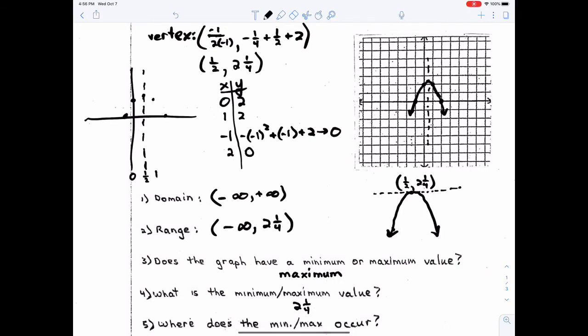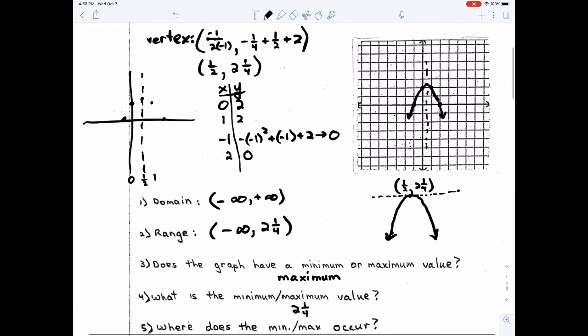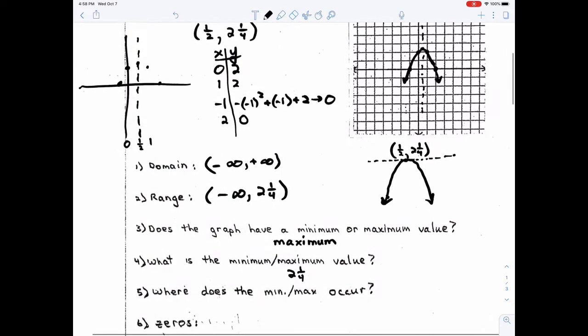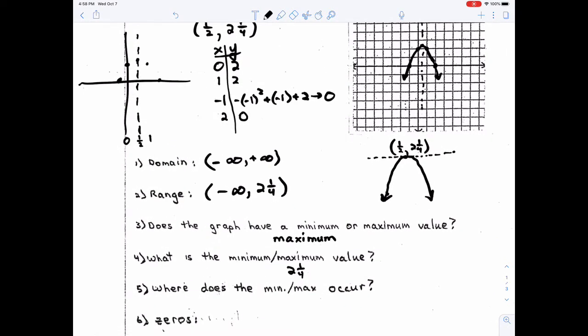Okay, now this question, number 5, is a horrible question, okay? I don't like this question, but I have to show it to you. Alex is going to ask it. Okay, where does the minimum or maximum occur? Well, if you were to ask me, where's the minimum or maximum occur, I would say 2 1/4. But that's not what it's asking. What it's asking is this. Now I'm going to move this up a little bit. What it's really saying is this.